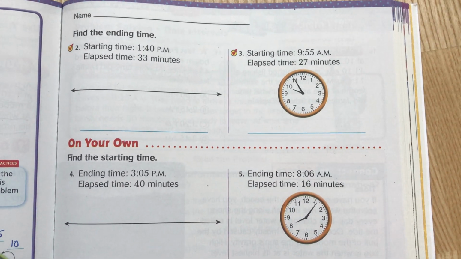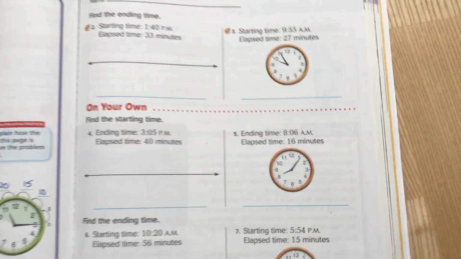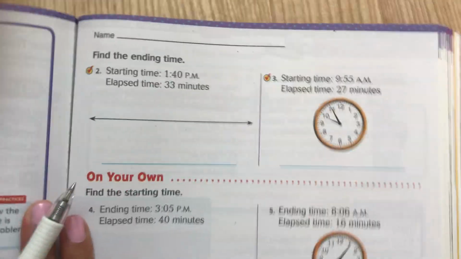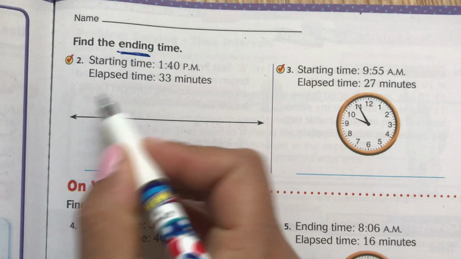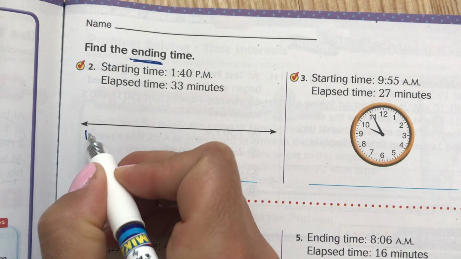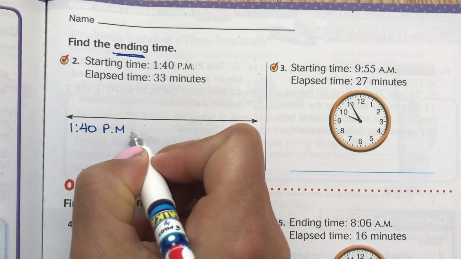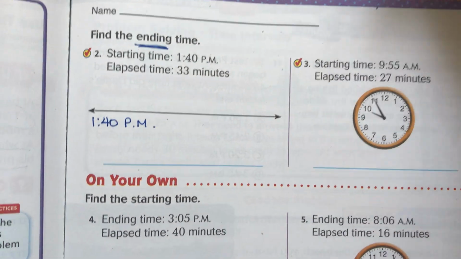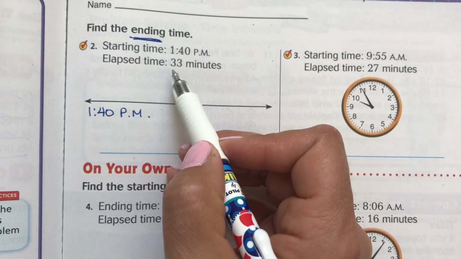So it says find the ending time, okay? So this is where we need to pay really, really close attention to the instructions. Ending time, that means I'll be jumping forward. I know what my starting time is. So my starting time is 1:40 p.m. Okay, and now I gotta go find my ending time here. But I need to go by 30 minutes.